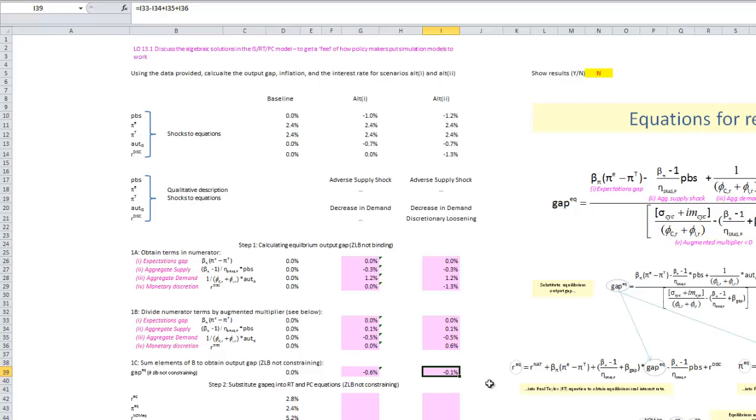But now what we want to do is calculate the equilibrium interest rates, both real and nominal, and also the equilibrium inflation rates. And also what we're going to calculate is GDP in dollars. So how do we do that?